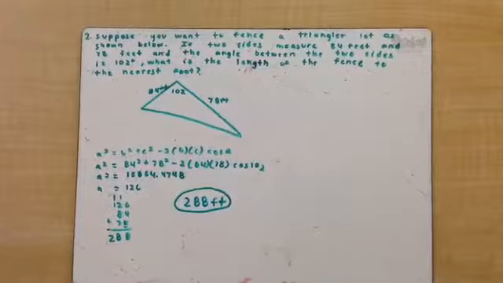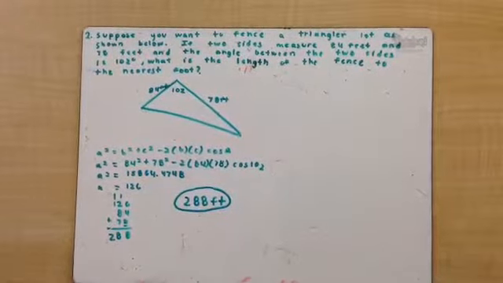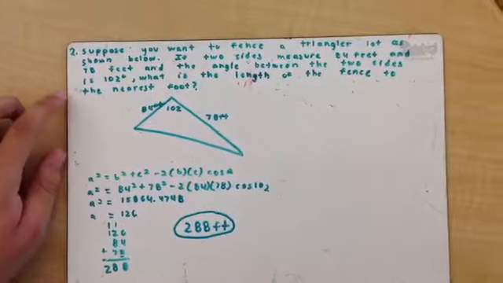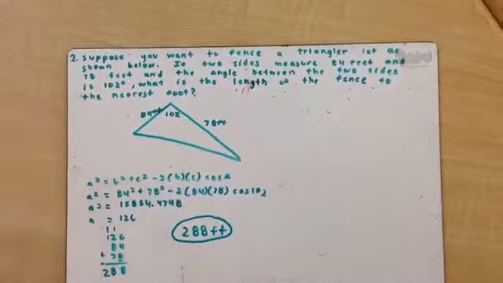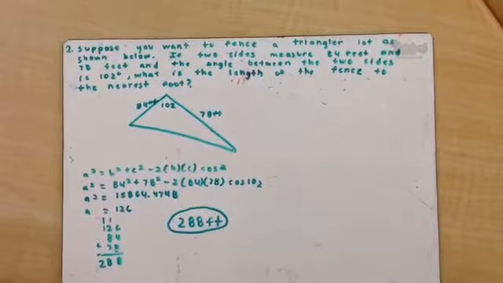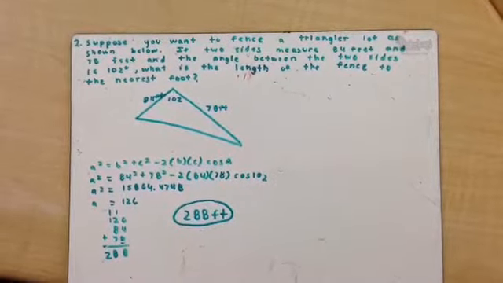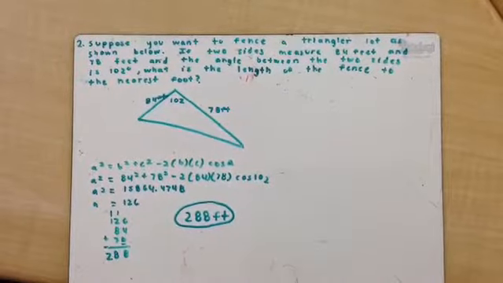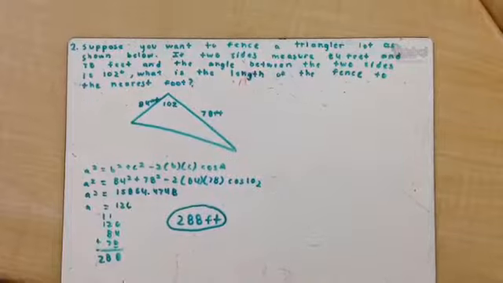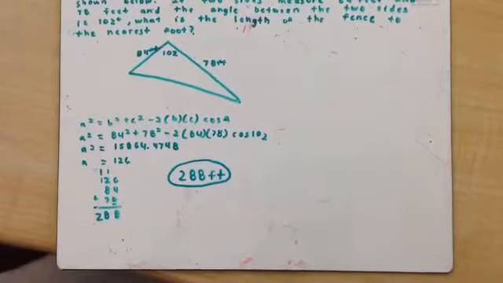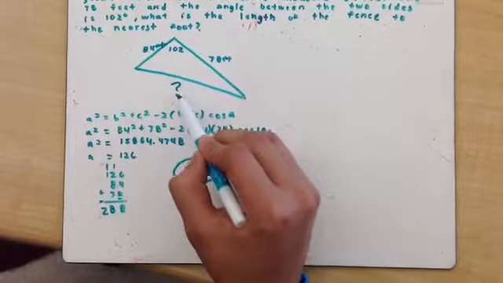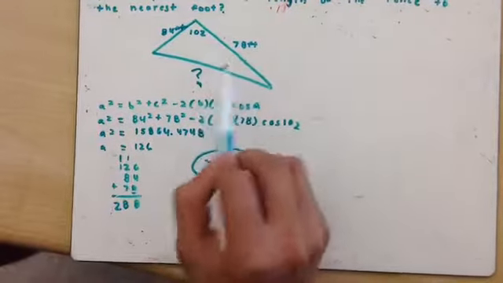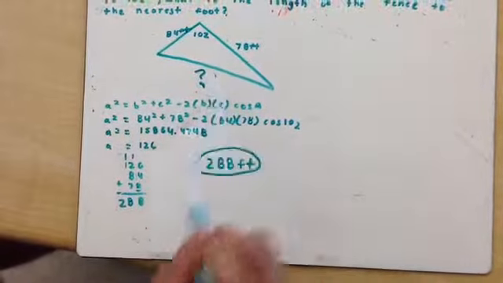For our second problem, guess what? We're going to solve another triangle. The question is, suppose you want to fence a triangular lot as shown below. If two sides measure 84 feet and 70 feet, and the angle between the two sides is 102 degrees, what's the length of the fence to the nearest foot? So what you're trying to find is this side right here. So again, you're going to use the cosine equation, and you're going to plug everything in to find this side.